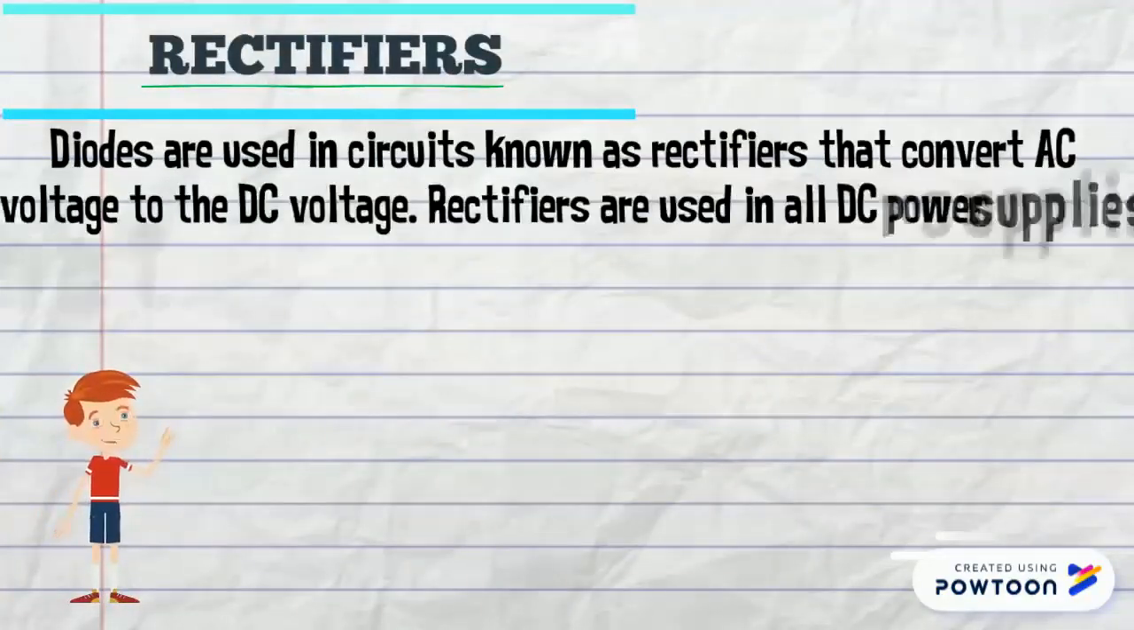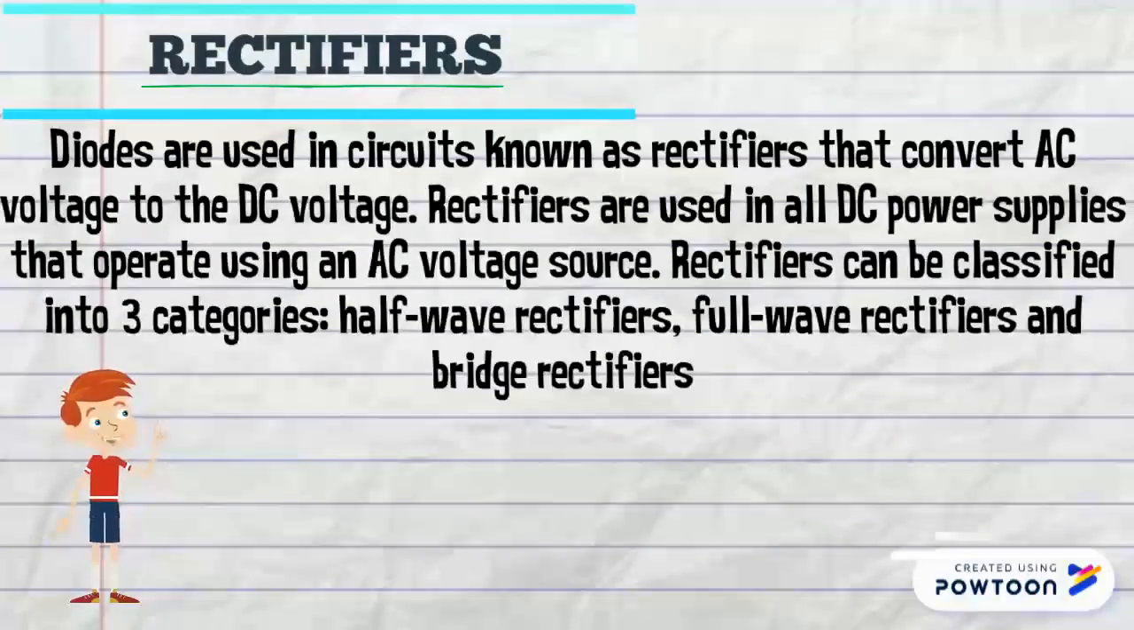Diodes are used as rectifier circuits to convert AC voltage to DC voltage. Rectifiers are used in all DC power supplies that operate using an AC voltage source. Rectifiers can be classified into three categories: half-wave rectifiers, full-wave rectifiers, and bridge rectifiers.